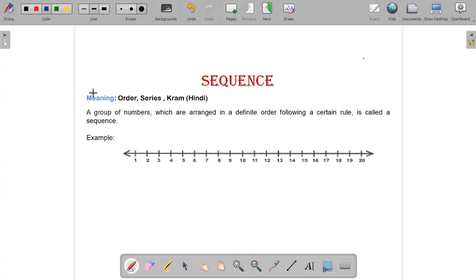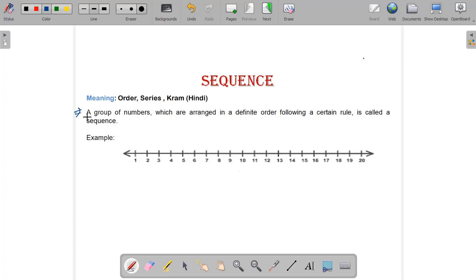Today we will discuss arithmetic progression, and this class is based on the syllabus of CBSE and ICSE class 10. So let's start. If you want to know about arithmetic progression, at first you should discuss the sequence, because arithmetic progression comes from the sequence. So we should discuss the definition of the sequence at first.